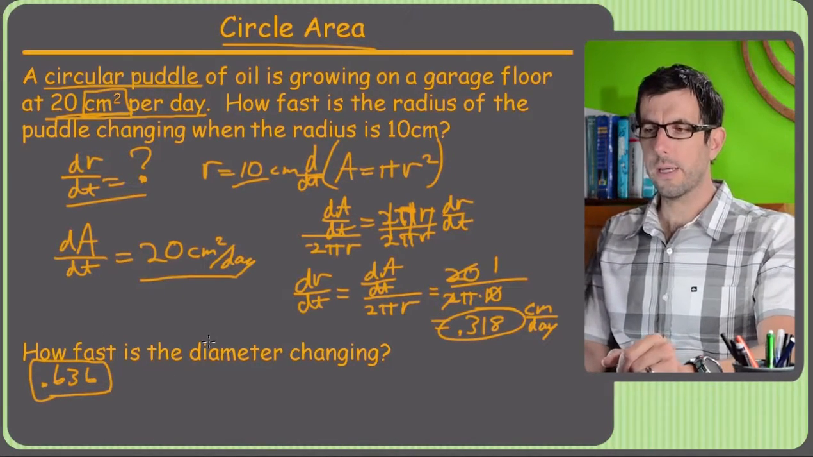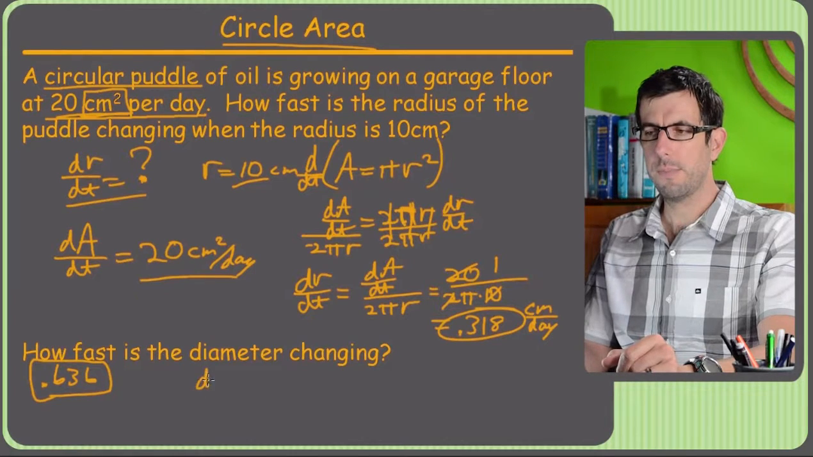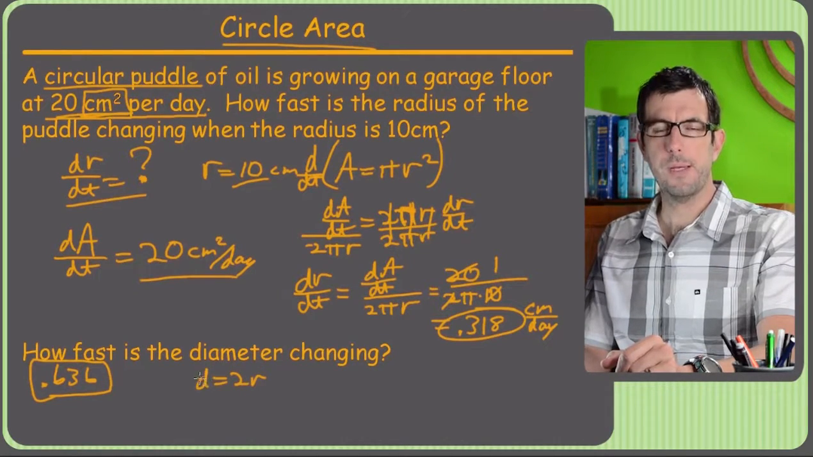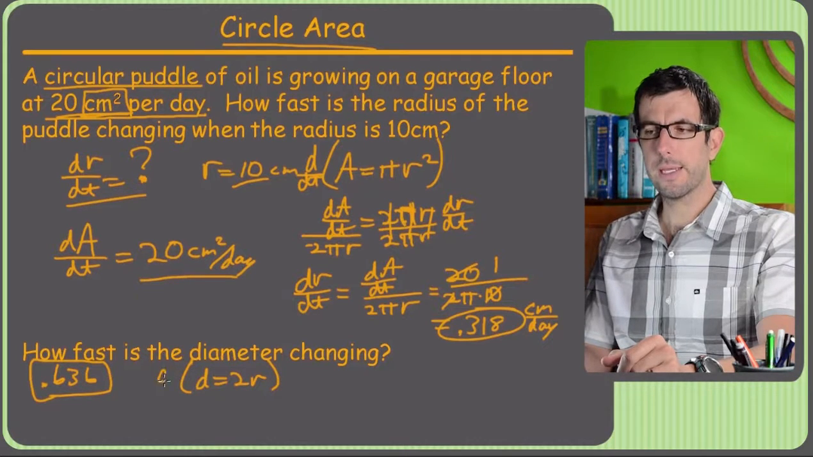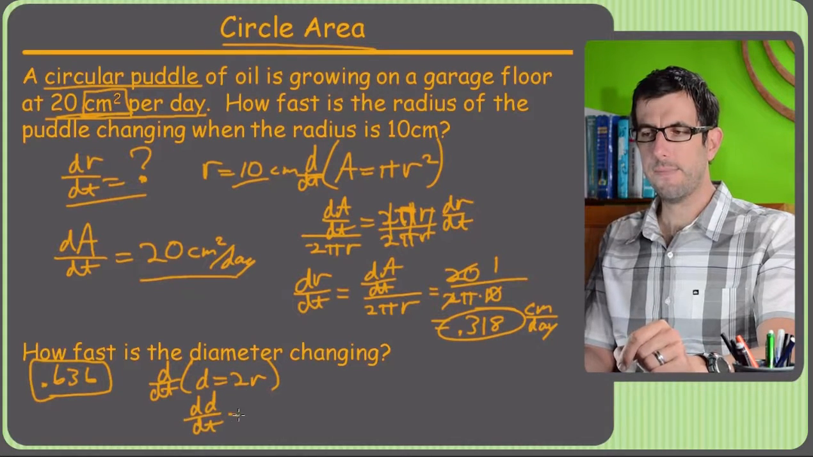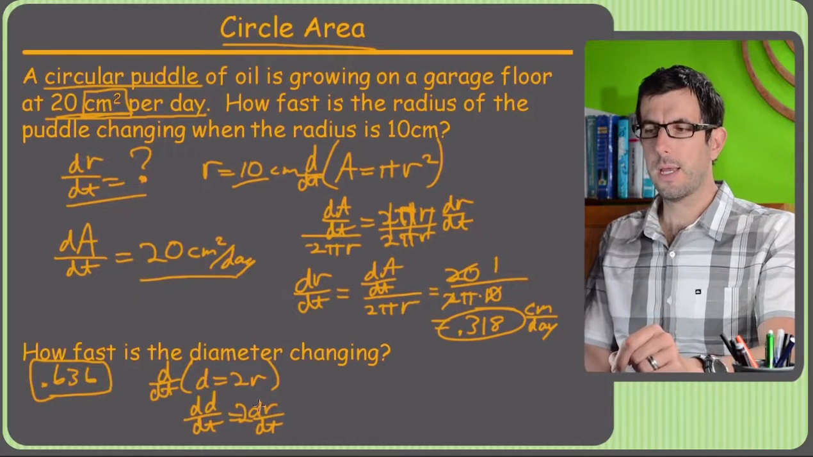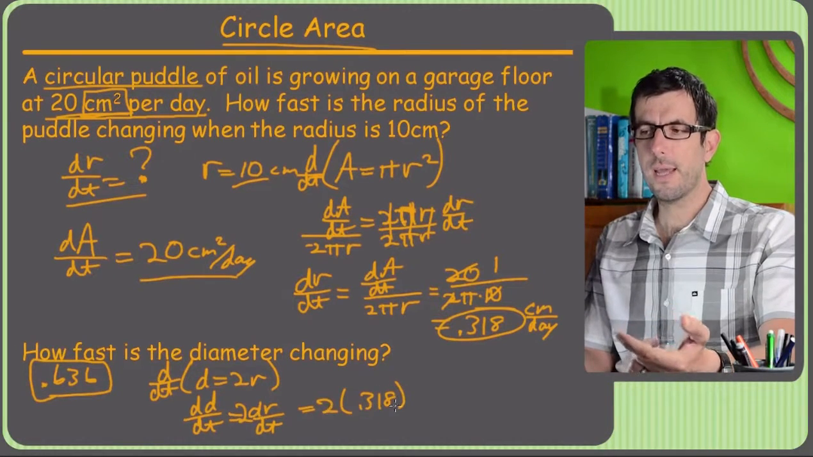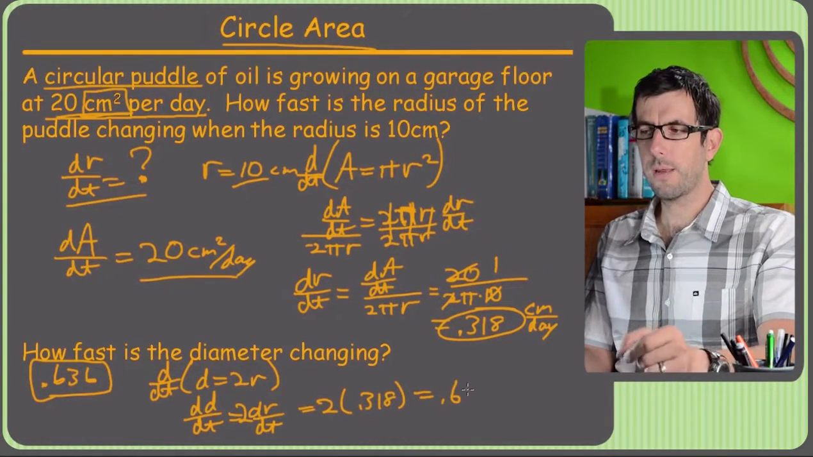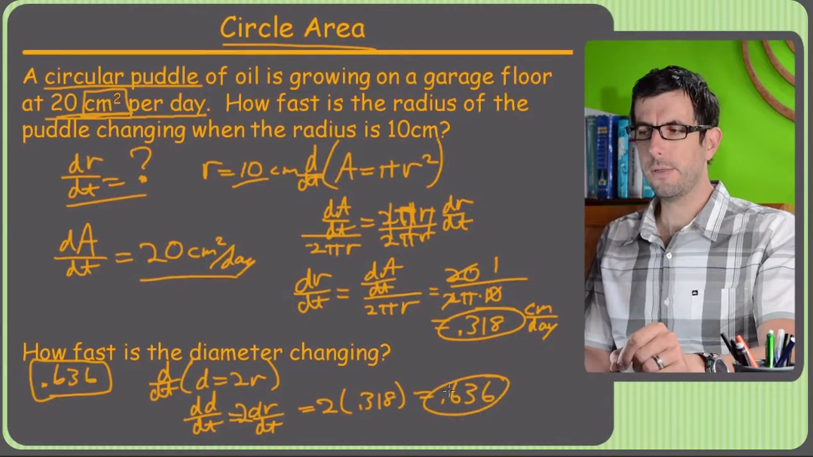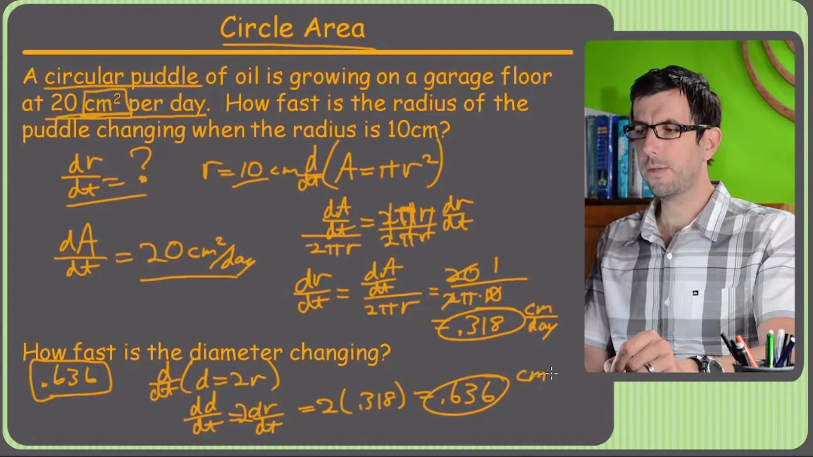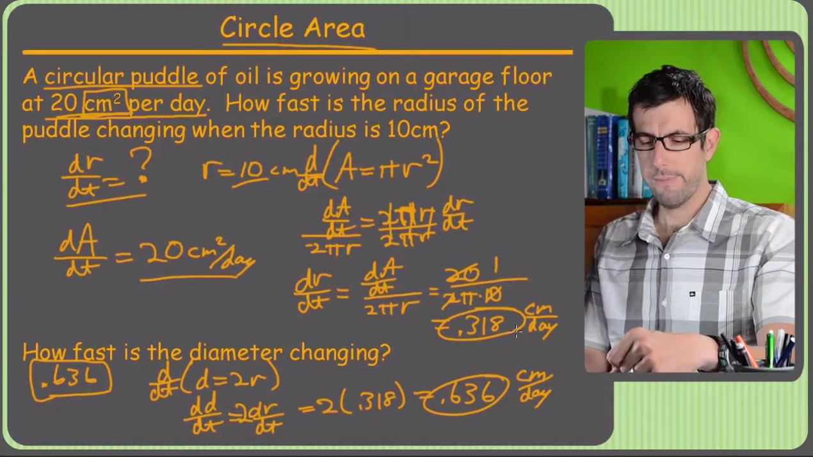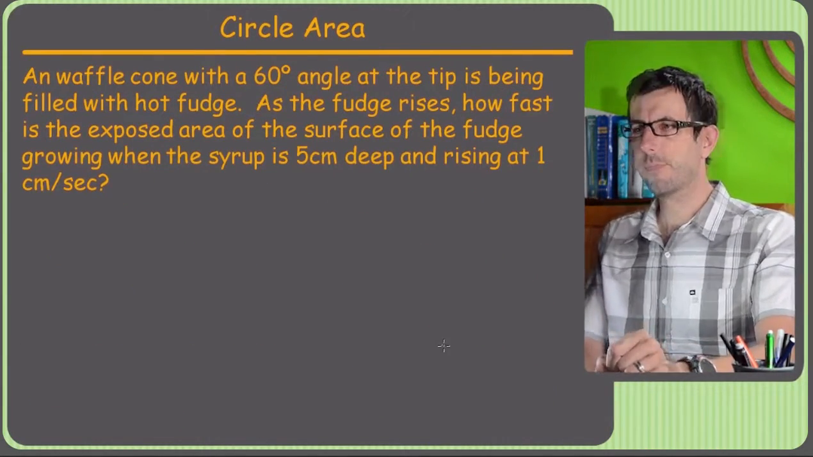The other way to do it is, diameter equals 2 times radius, right? That's just a formula I can take the derivative of with respect to t. So I get that dD/dt equals 2 dr/dt, which is 2 times what I just got. You'll notice that I got the exact same thing. I just multiplied 0.318 by 2. And that'll also be centimeters per day. Excellent. Not too bad.